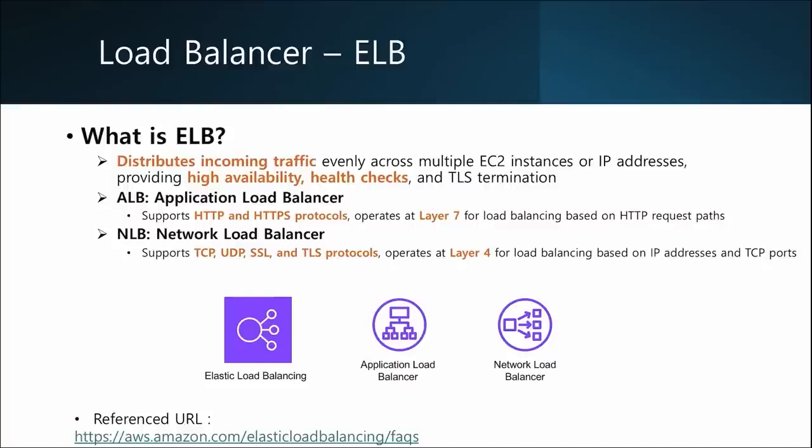ALB supports HTTP and HTTPS protocols and operates at layer 7 of the OSI model. It performs load balancing based on the HTTP or HTTPS request path. NLB supports TCP, UDP, SSL, and TLS protocols and operates at layer 4 of the OSI model. It performs load balancing based on IP addresses and TCP ports.